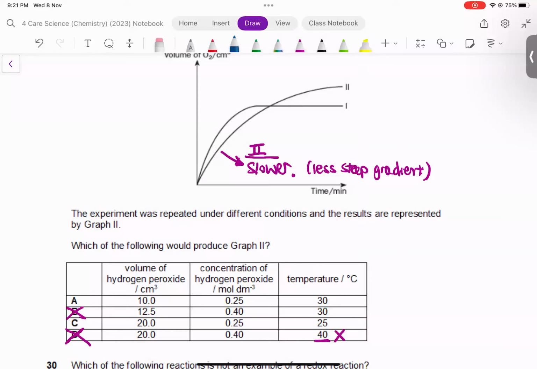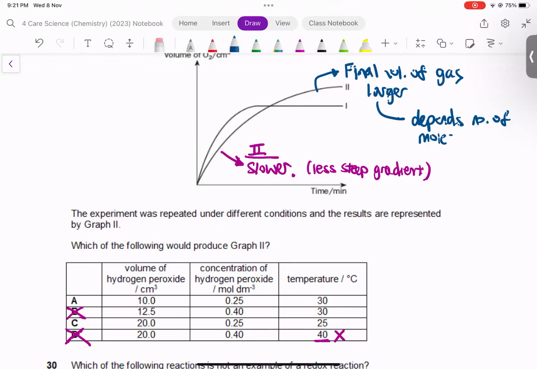Remember, in every speed of reaction graph, we analyze the gradients first. The gradient is the speed. The next part is the final volume of gas. In 2, the final volume of gas is larger. So what is the final volume of gas dependent on? This is dependent on the number of moles of the limiting reactant H2O2.